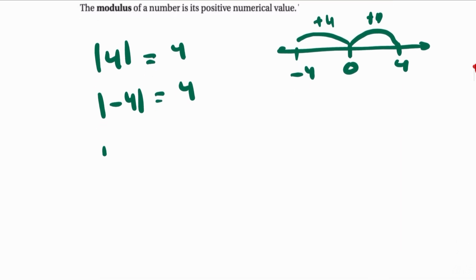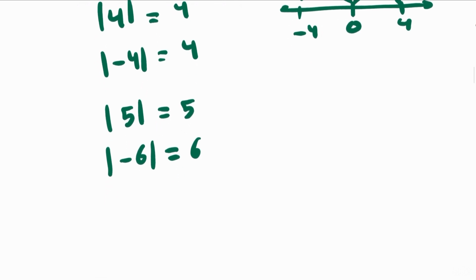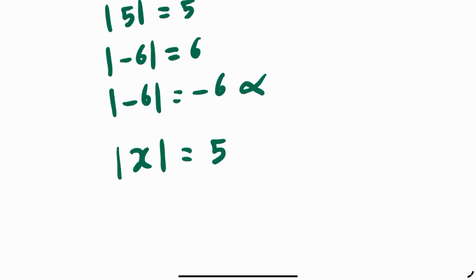What about if you have 5? The modulus of 5 is equal to 5. What about negative 6? The modulus of negative 6 is equal to 6 as well. That means you never find the modulus of a number as negative. It cannot be written as negative 6. This is wrong.